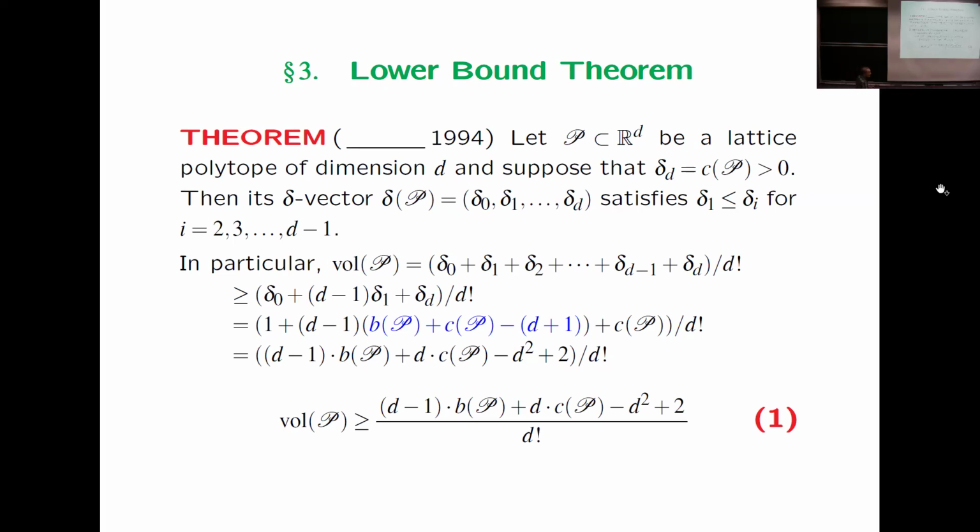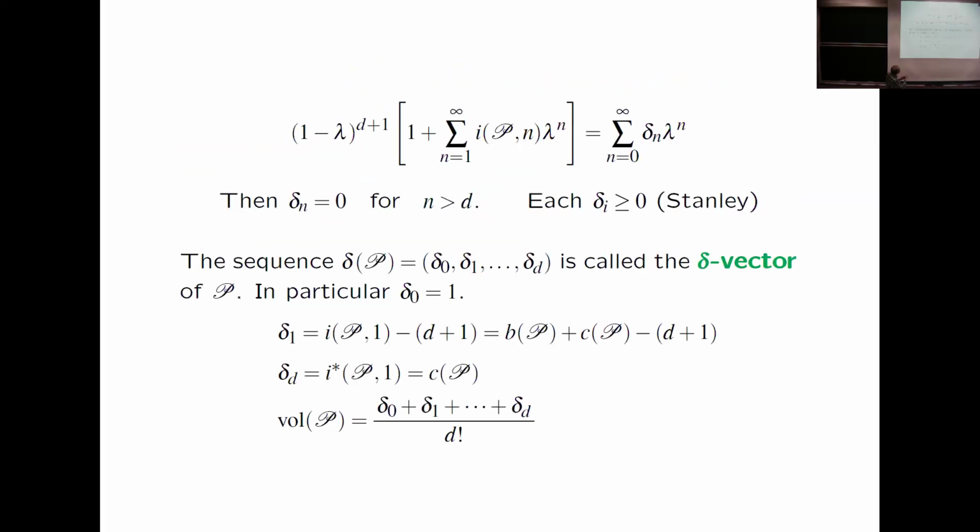Question: is delta D ever greater than or equal to 1 as well? Are there cases where the number of interior points is bigger than delta 1? Does that ever happen? Oh yeah, sure. Delta one is B plus C minus D plus 1, and the boundary B is always at least D plus 1 because this is D dimensional. And delta D is CP, so delta 1 is at least bigger than delta D.